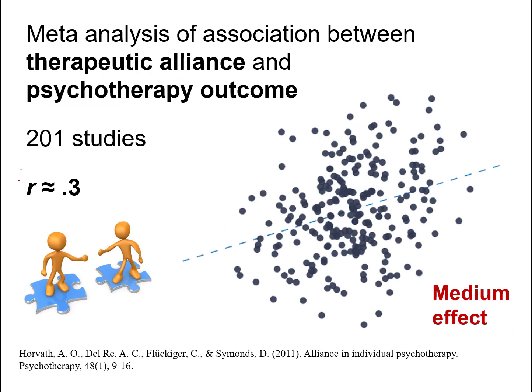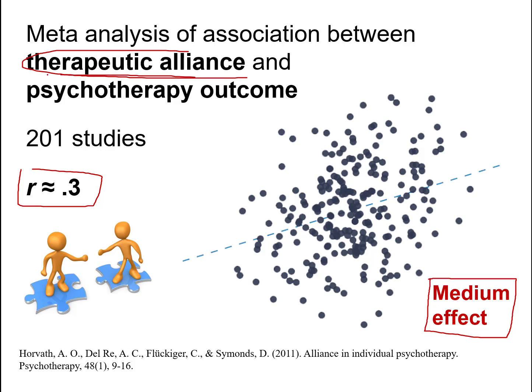Now, what about a correlation of 0.3? So a correlation of 0.3 would still be in the range that we would call a medium effect. So what type of study would produce a correlation of 0.3? And the example I have here are studies investigating the correlation between therapeutic alliance and psychotherapy outcome. So these would be psychotherapy process studies where researchers are looking at processes occurring during psychotherapy and how much those processes correlate with outcomes at the end of psychotherapy.